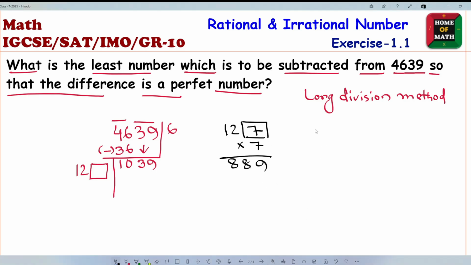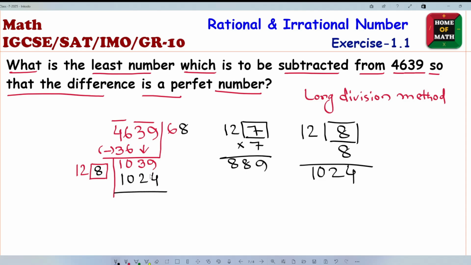So if we use 8, what will be the result? Again we can use a calculator. 128 times 8 is 1024. Which is closer to 1039? So we can use 8. So here is 8.